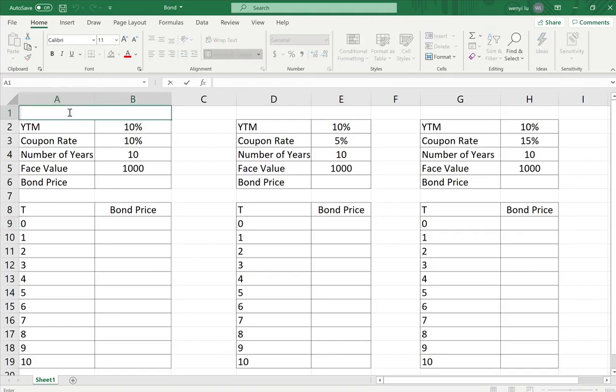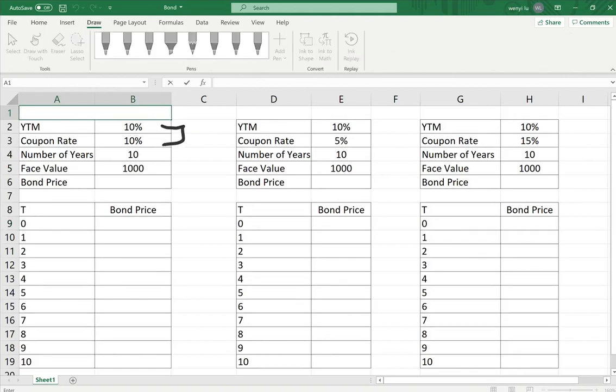The first case is yield to maturity equal to the coupon rate. In such a case, what happened to the bond price? According to our rules, if your cost equals what you receive, if your cost equals your benefit, the bond should trade at the face value. So the bond price should be $1,000. We can double check this using our PV calculations.